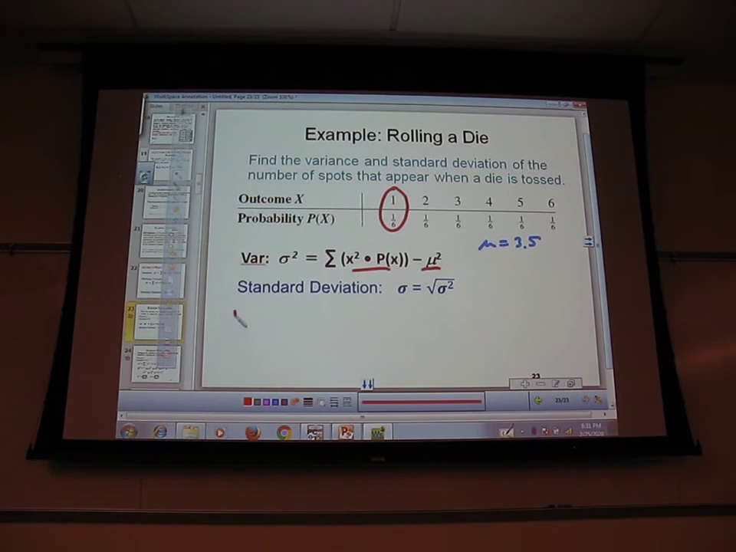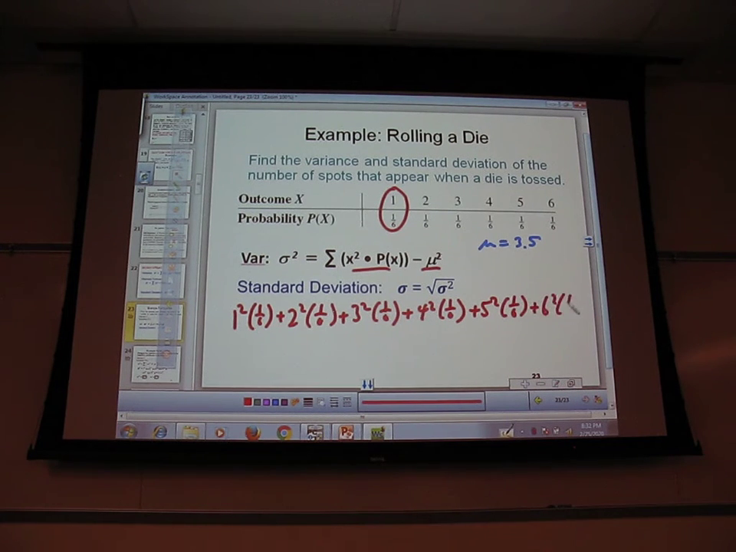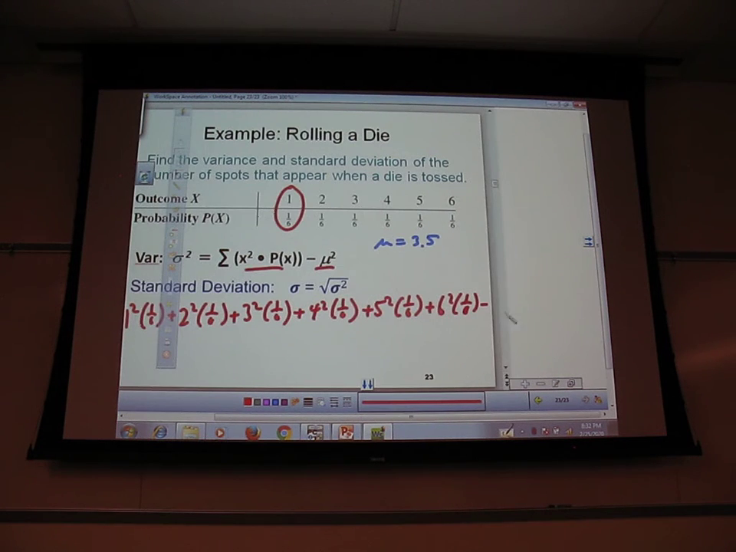So this is going to be 1 squared times 1/6, plus 2 squared times 1/6, plus 3 squared times 1/6, plus 4 squared times 1/6, plus 5 squared times 1/6, and plus 6 squared times 1/6. Then we're going to subtract the mean squared, 3.5 squared.